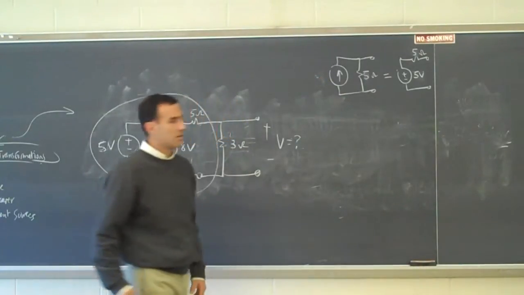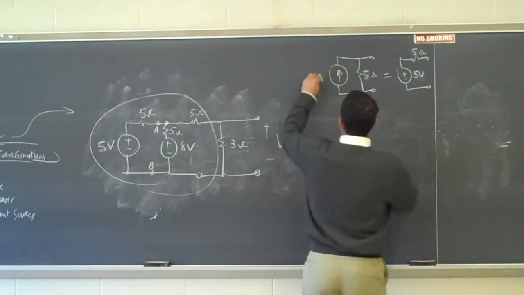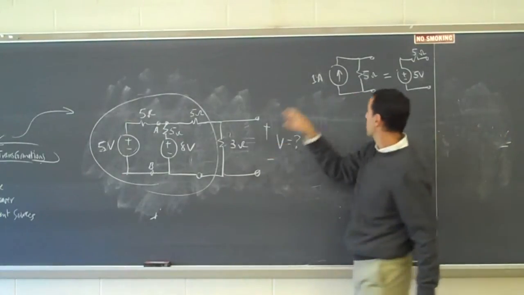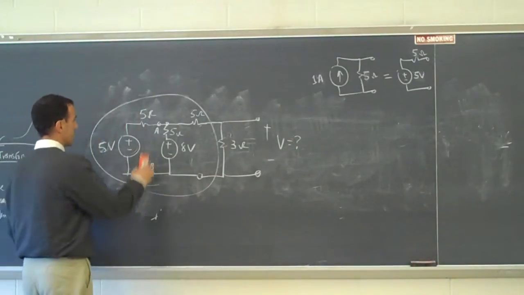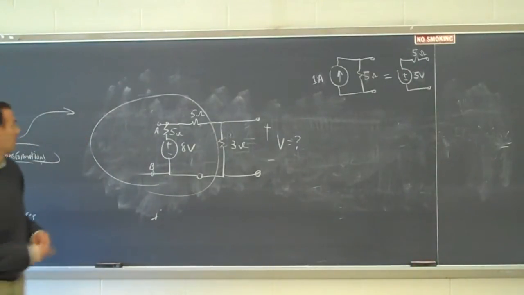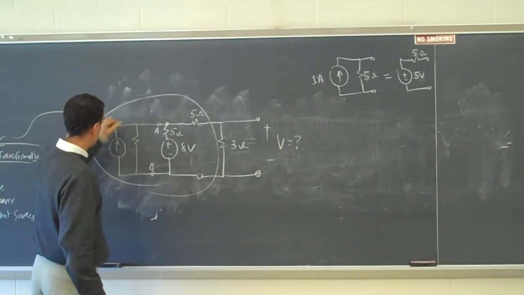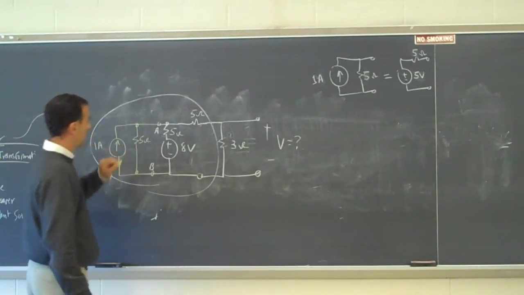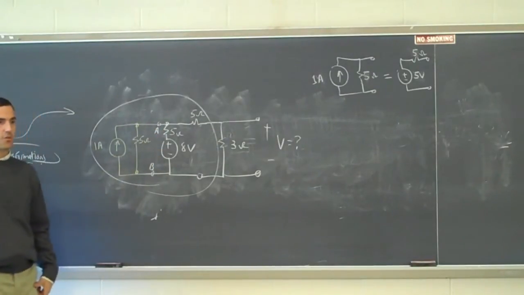What size should that current source be? 1. 1, excellent. Because 1 amp through 5 ohms gives me the 5 volts I need. So I'm going to replace this with a 1 amp current source and a 5 ohm resistor. So I'm going to erase that and replace it with 1 amp and 5 ohms.